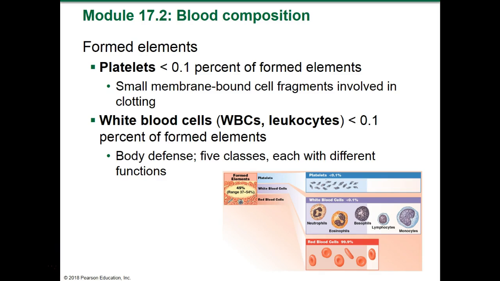The platelets are a part of the formed elements, and they are less than 0.1% of those. They're small membrane-bound cell fragments involved in clotting, but as you very well know, they have a very important function. The white blood cells, also called leukocytes, are less than 0.1% of the formed elements, but again, very important for body defense. There are 5 classes of white blood cells that we will talk about later on, each with different functions, but as you can see in the picture to your right, you have the neutrophils, the eosinophils, the basophils, the lymphocytes, and the monocytes.